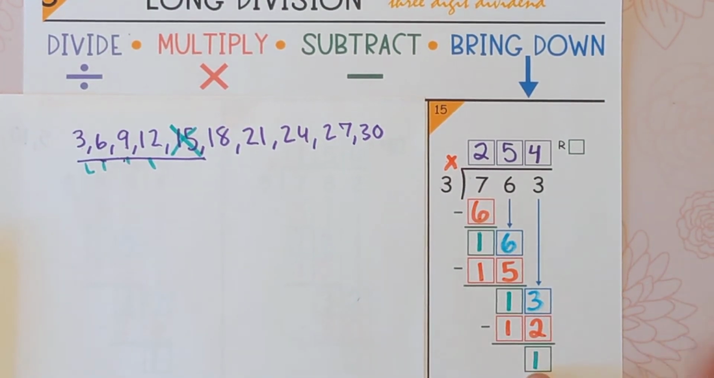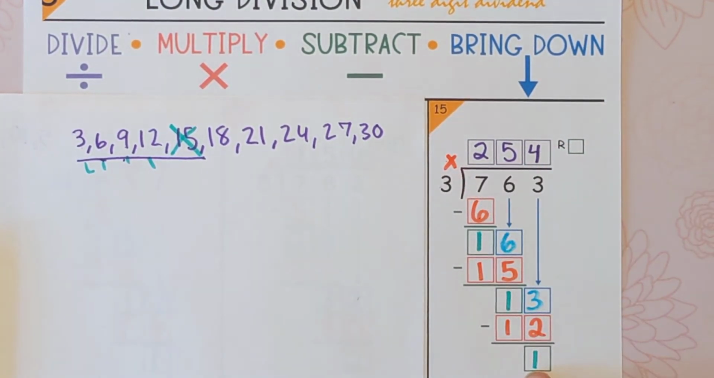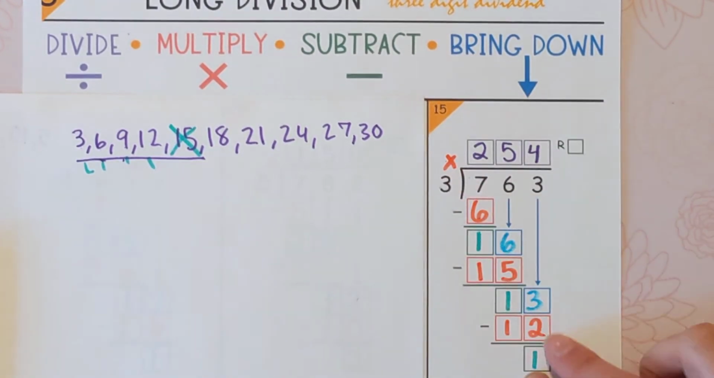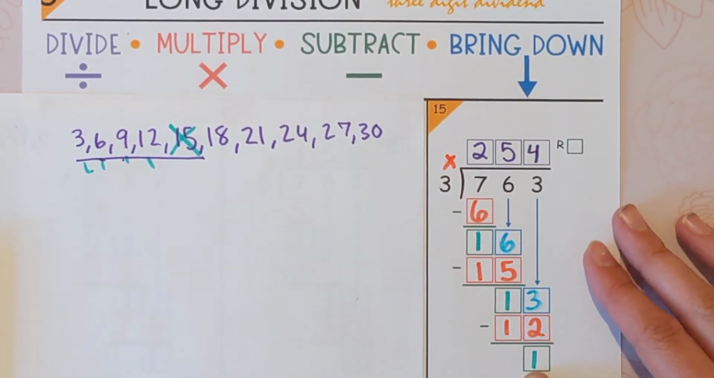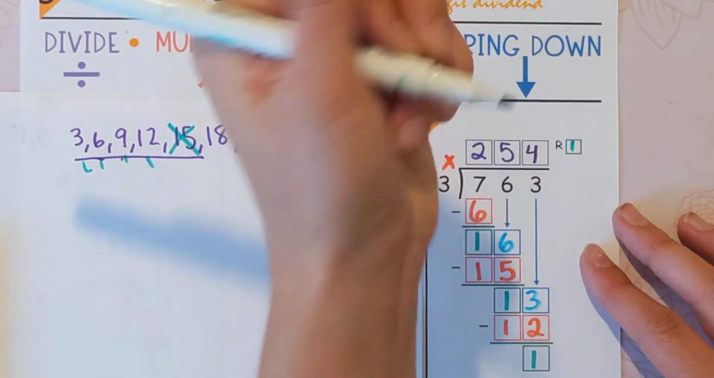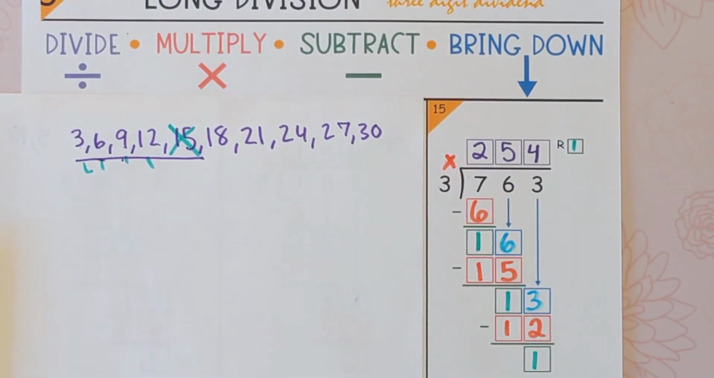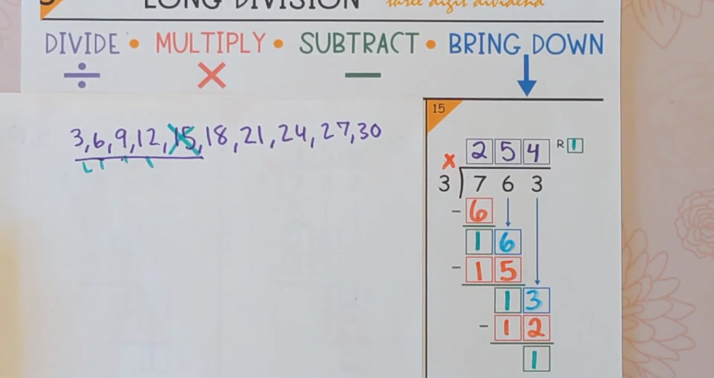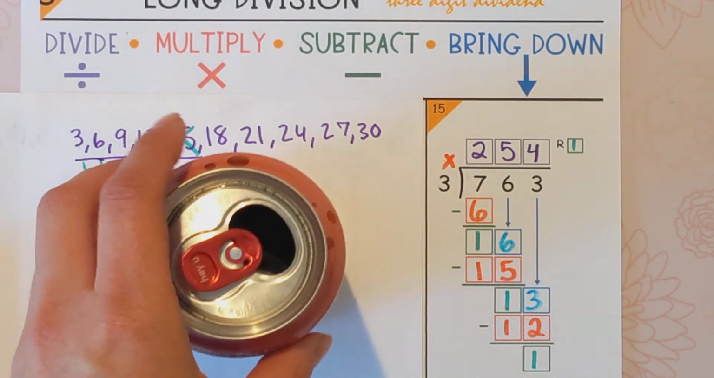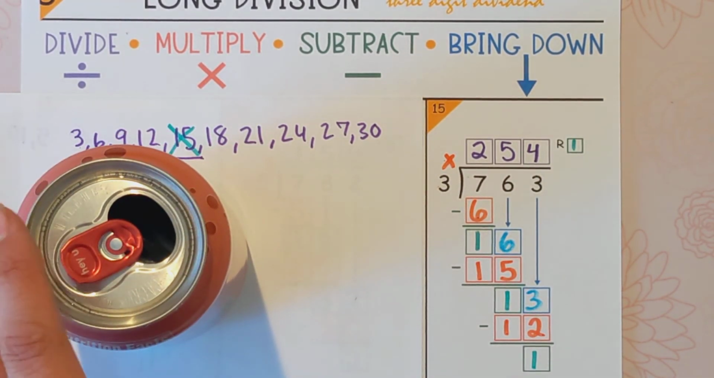I can't split 1 up into 3 unless I want to use fractions. This number is too small to work with, so it is left over. Remainder 1. Here's what that means. Let's say I had 763 sparkling waters, let's say, because I've got a sparkling water here. Let's say I wanted to divide these sparkling waters into 3 groups.